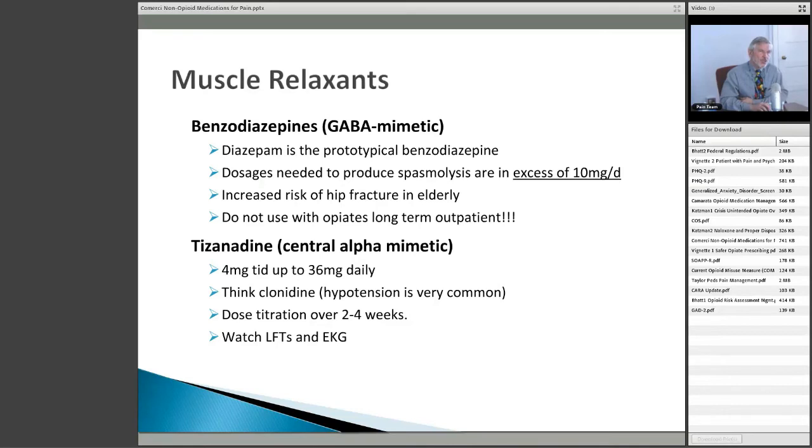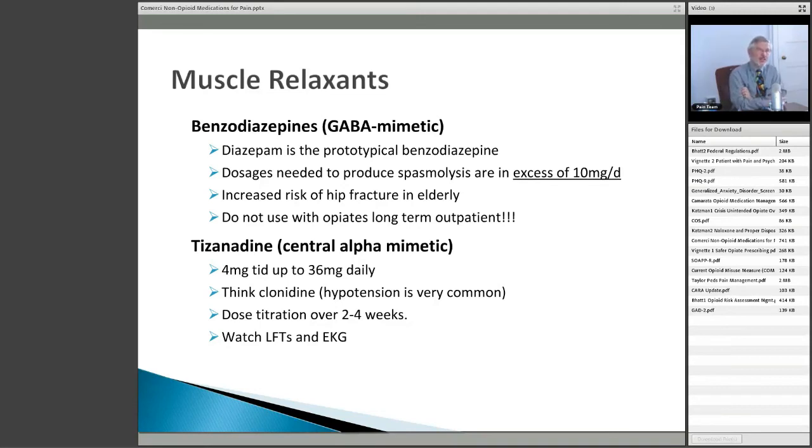Muscle relaxants: benzodiazepines are also GABA mimetic. The problem is that to use a benzo to reduce muscle spasm, you have to use a relatively large amount. So the small amounts of benzos we use probably do not cause an anti-spastic effect on the muscle. And of course, we don't like to use them in frail elderly patients, and we prefer not to use these with opioids because there's a very significant statistically increased risk of accidental overdose, so we try to discourage that combination.